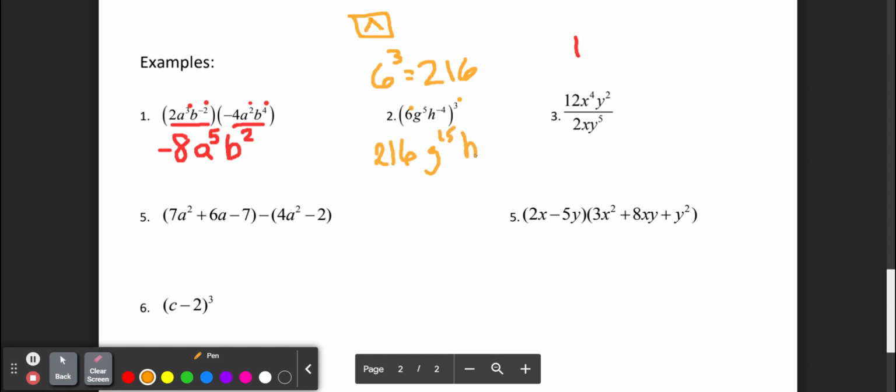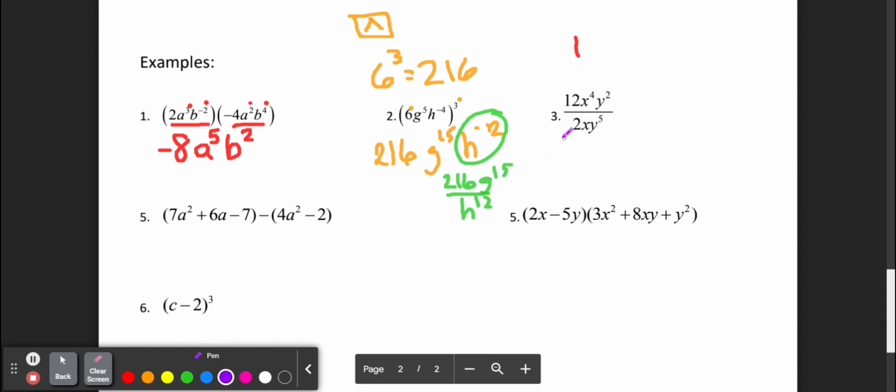H, 3 times a negative 4 is negative 12. Remember, we can't leave it like this as a negative. Okay? What I'm going to do is take this negative 12 and put it on the bottom of a fraction. So I have 216 G to the 15th over H to the 12th. And now I'm done.